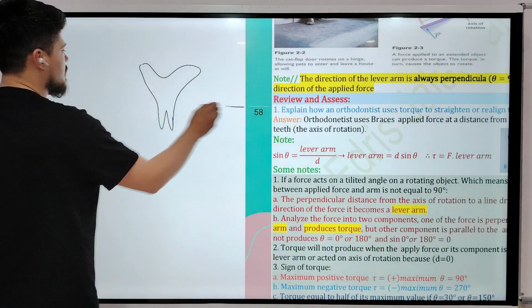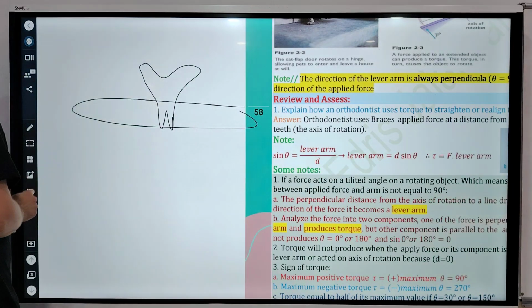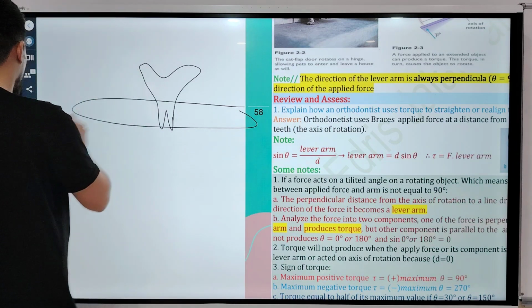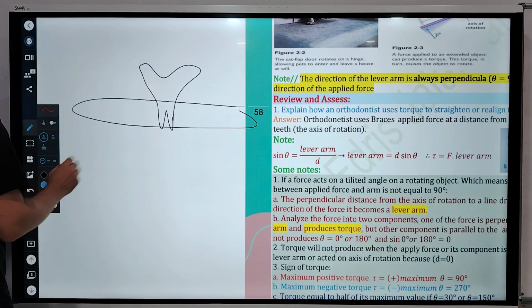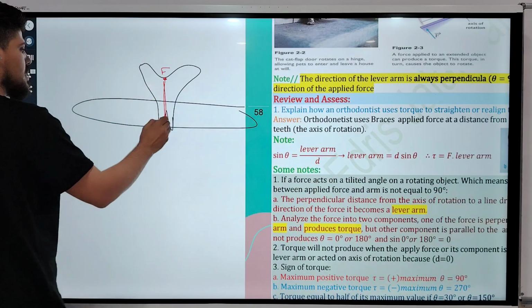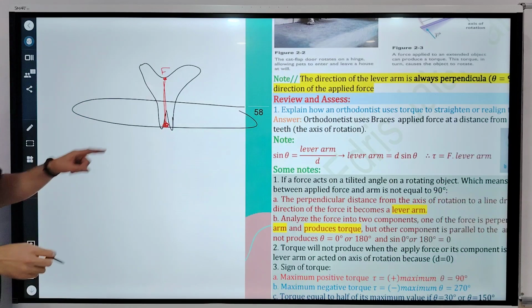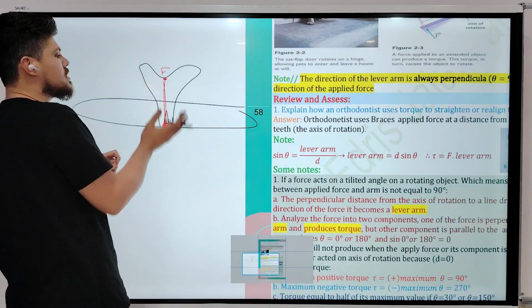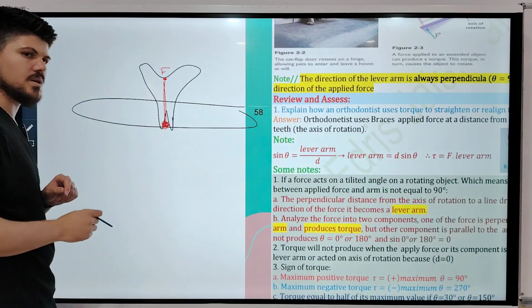Assume that this is teeth. How can you realign or straighten the teeth? In that case, the orthodontist uses force. This is force applied from a distance. This base is the axis of rotation. To produce more torque, they apply a force farther from the axis of rotation.